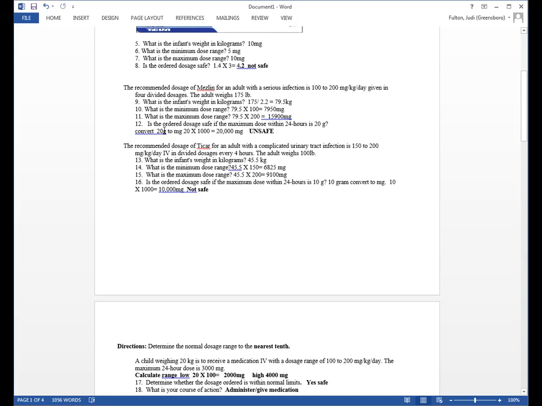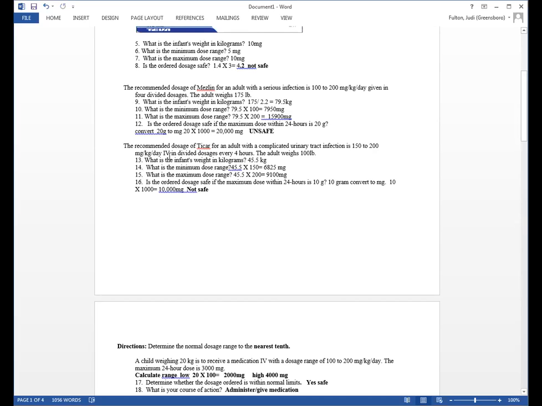So to convert grams to milligrams, you simply multiply by 1,000 and move the decimal. How many places? 3 places. So that's 20 times 1,000, or 20, moving the decimal 3 places using the King Henry died by drinking chocolate milk. So 20,000 milligrams is too high, so it is unsafe.